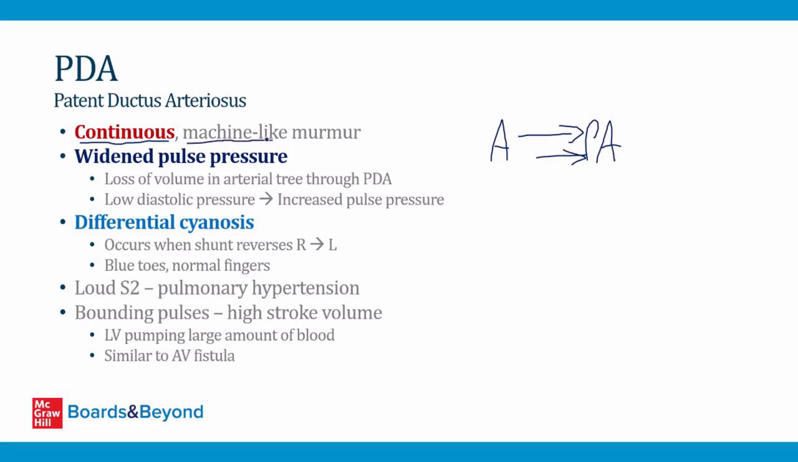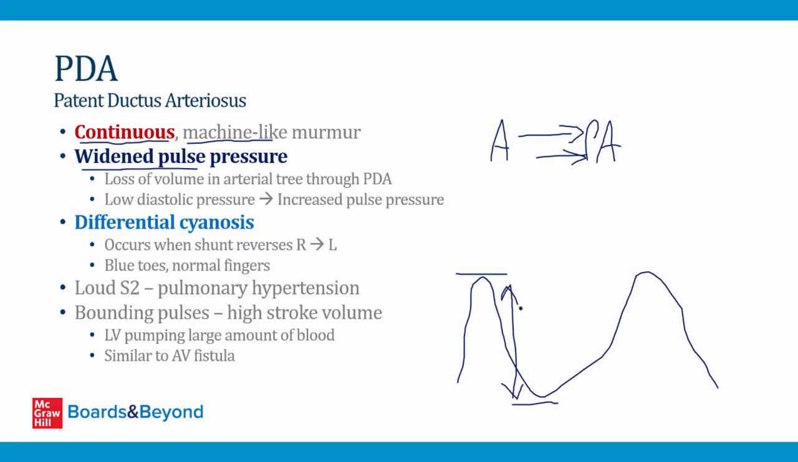Another classic finding in a person with a PDA is a widened pulse pressure. So let's explain what I mean by this. Our blood pressure normally goes up and down between two values in the cardiac cycle. We call this the systolic value of blood pressure and this the diastolic. And the difference between these two is the pulse pressure. Well, what happens in babies with a PDA is blood continues to leak out of the aorta through the PDA, and therefore the diastolic pressure gets much, much lower compared to normal.